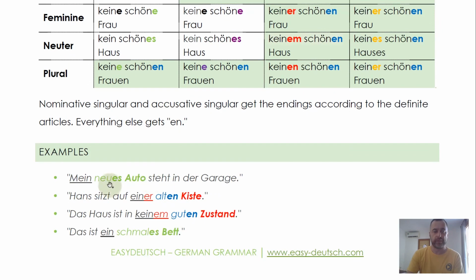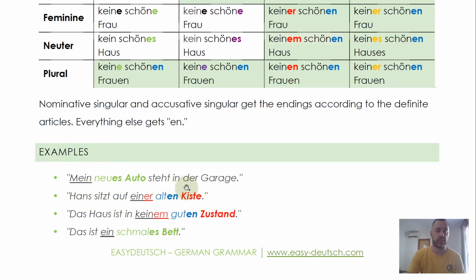You have a few more examples here in real life sentences, just to show it to you. Mein neues Auto steht in der Garage. Here we have the article mein in front, and it's nominative because it's the subject, and no ending, so it's das Auto, neues Auto.